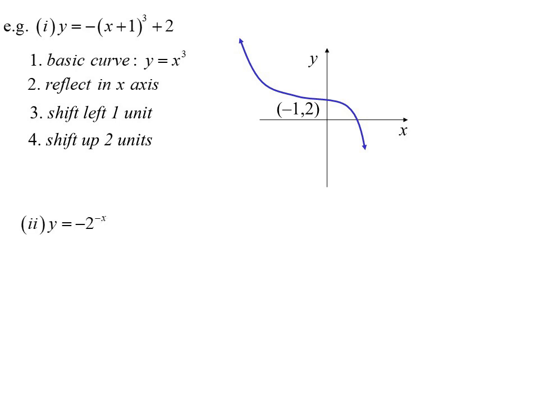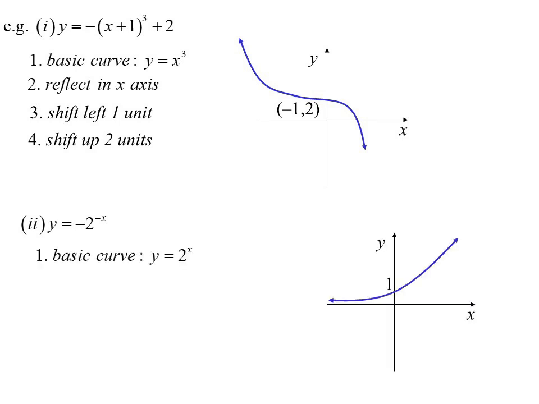y equals minus 2 to the minus x. Here's the one where I've replaced in our basic curve. The basic curve is our exponential, in this case 2 to the power of x, but I've replaced both the x with a negative x and a y with the negative y. We've got the rotation. So I'm going to reflect through the origin, or rotate 180 degrees, and we have our curve. Minus 2 to the minus x.